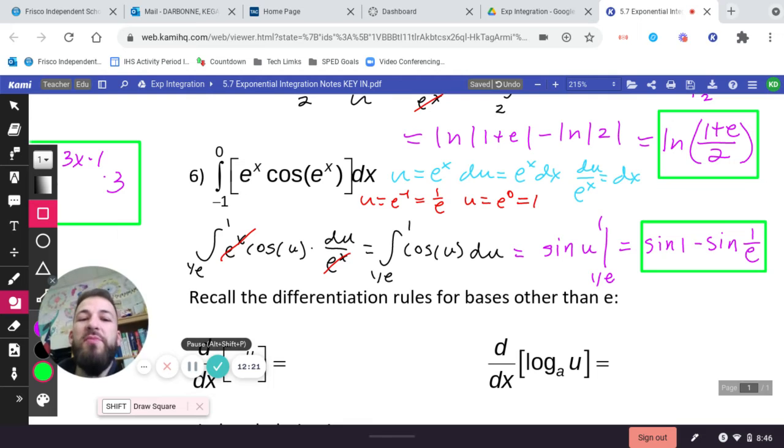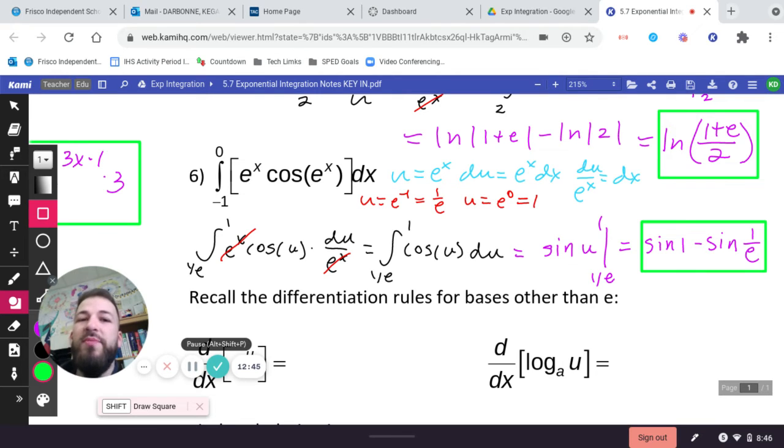All right, y'all. So number 6, like I gave you the little hint, your u is e to the x, which means du is e to the x dx, which means du divided by e to the x is dx. Doing our change of base, we get 1 over e and 1, which 1 over e to 1 is still the right direction because 1 divided by about 2.7, that's going to be smaller than 1. So we're still good.